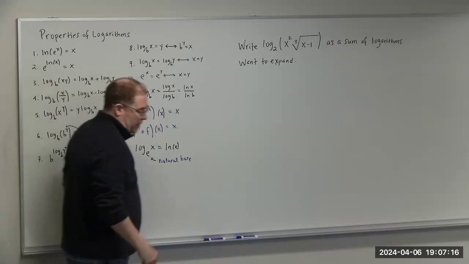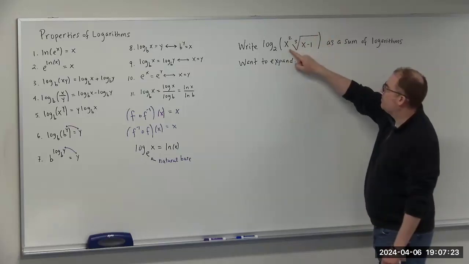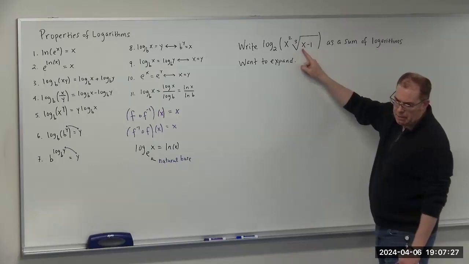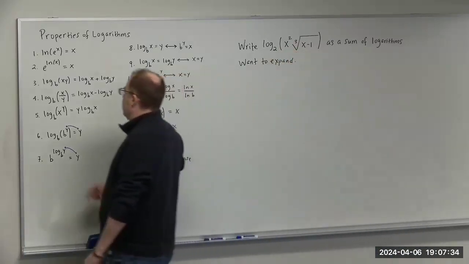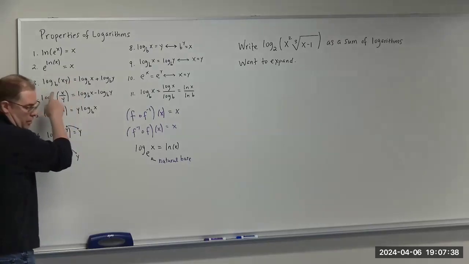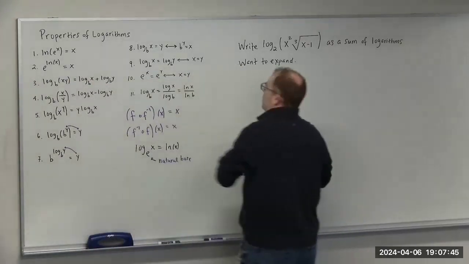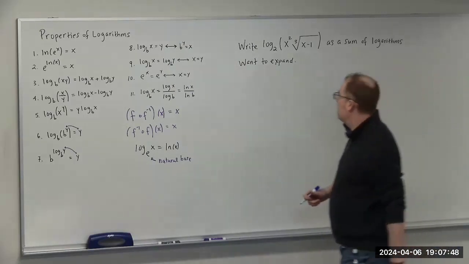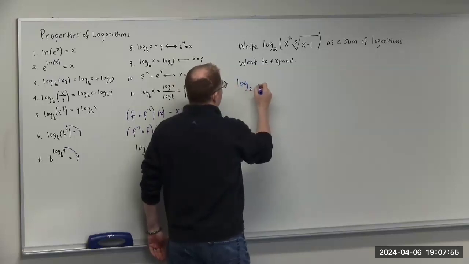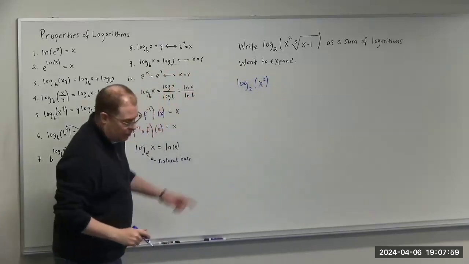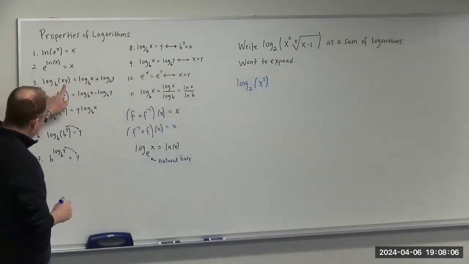In this case, you identify what you have in the argument, inside these parentheses. We have x squared times the cube root of x minus 1. That tells us that we have a product here, so we want to utilize this number three property. Let's apply this. We're going to have log base 2 of x squared for the first one, plus, since it's multiplication, we're using this one, so we need a plus.